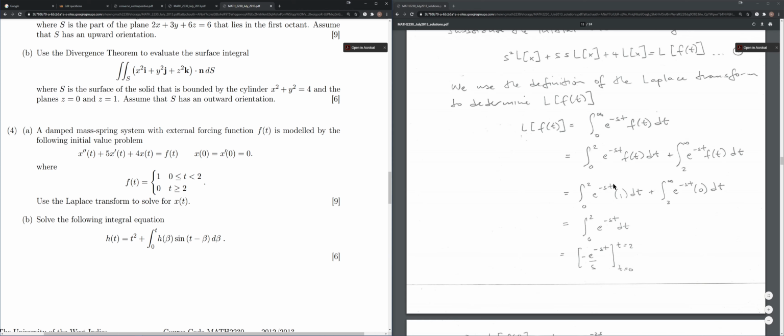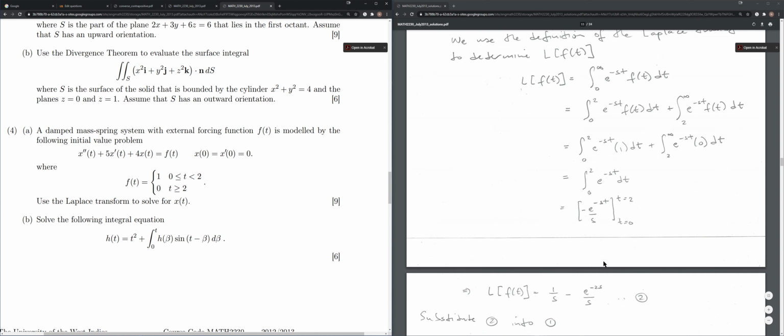And over here, what I'm doing is I'm integrating e to the minus st. This one with a 0 in it would be integrating 0, so this will just drop off, and all I'm left with is the integral of e to the minus st between 0 and 2, which is this here. So you integrate e to the minus st, divide by a minus s, and then put in your limits, t is equal to 0 and t is equal to 2.